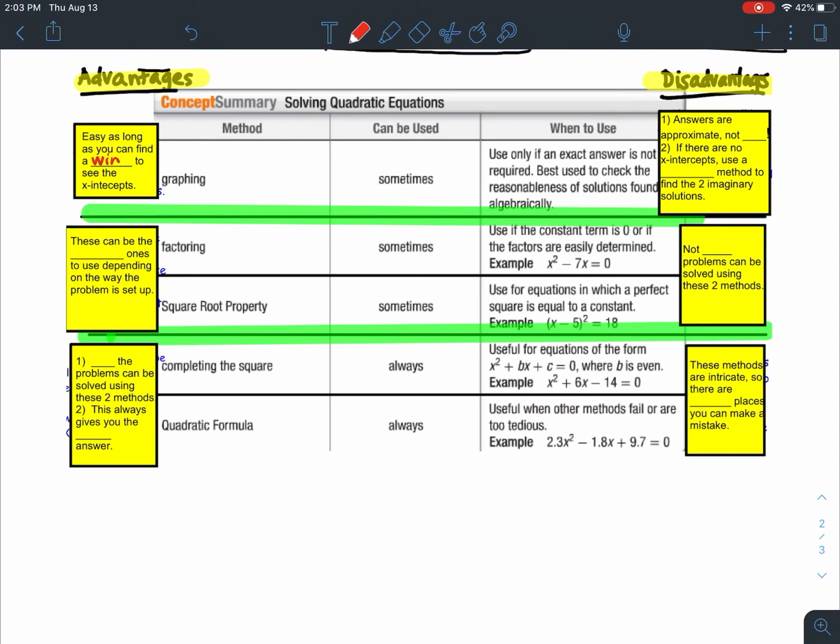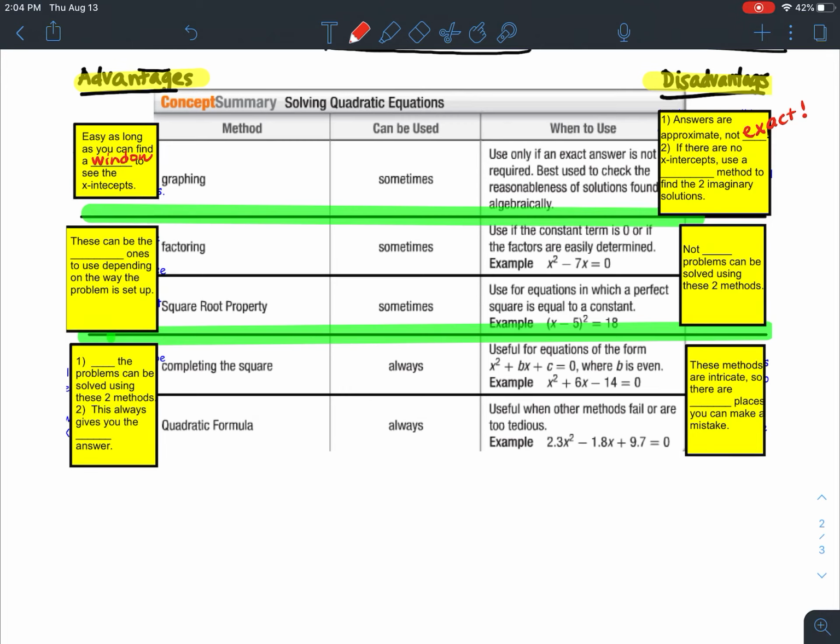If we were going to say, look, what is the advantage of the graphing method? We're going to say, look, the graphing method is easy. I mean, you're doing most of the work on your calculator. It's easy as long as you can find a window to see the x-intercepts. Okay, it's very easy.